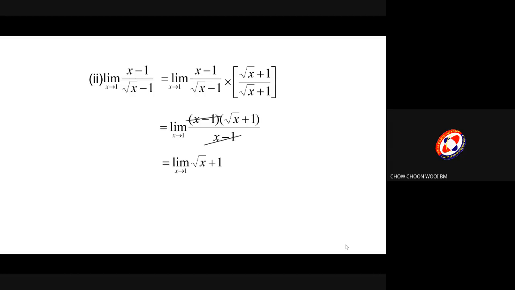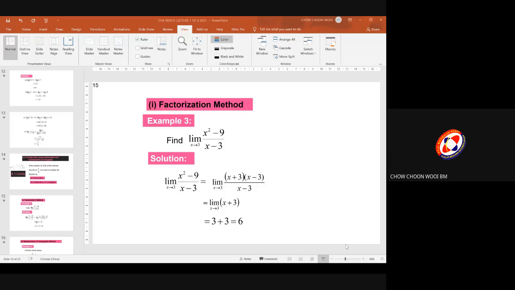So, ini we multiply by conjugate. What is the conjugate of sert X minus 1? So, we multiply by sert X plus 1. Okay, then we expand it one by one. And this one, it can be simplified. Okay, dapat limit X sert X plus 1. Okay, as X approaches 1. Ganti kita dapat 2. Ya, tepat sekali. Okay. Baik, macam biasa.